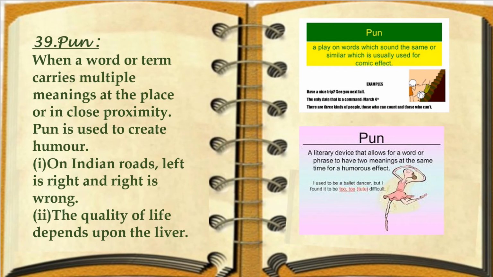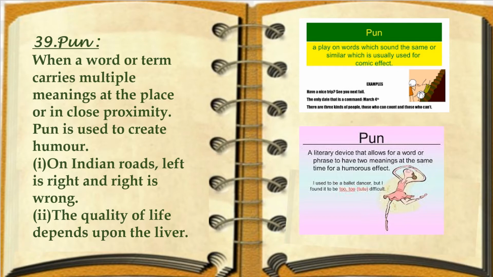When a word contains more than one meaning, that is many meanings, and they are used in a sentence for the sake of fun, that is called a pun. For example, on Indian roads, left is right and right is wrong. So here, one time the word right is used for the correct direction, and on the other hand the word right is used for the wrong thing that is to be done while driving. So this is the use of the word right in the same sentence.